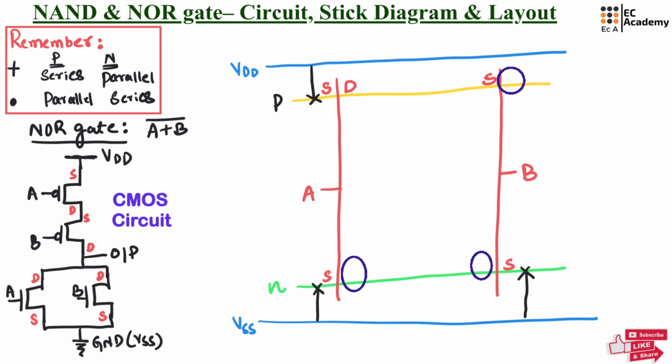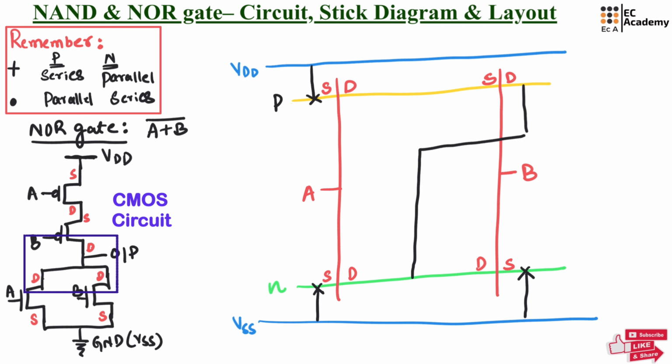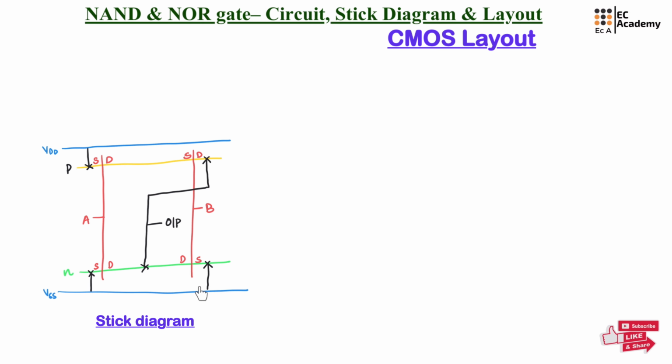So let us write drain terminal of PMOS with input B and drain terminal of NMOS, which are written side by side. That represents these two drain terminals are shorted, and let us take the metal and make the connection between the drain terminal of NMOS and the drain terminal of PMOS with input B. So from this, let us connect the output. So this represents the stick diagram. From this stick diagram, let us write the layout for NOR gate.